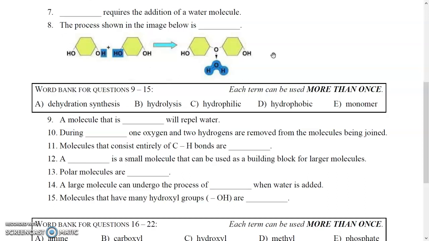In number 11, molecules that consist entirely of CH bonds. We have carbon-hydrogen bonds. What do we know about those? They are covalent, and they are non-polar covalent bonds. CH bonds are always non-polar. If something is non-polar, it does not mix with water, so that molecule would have to be hydrophobic.